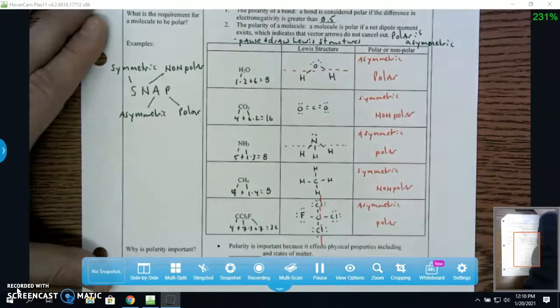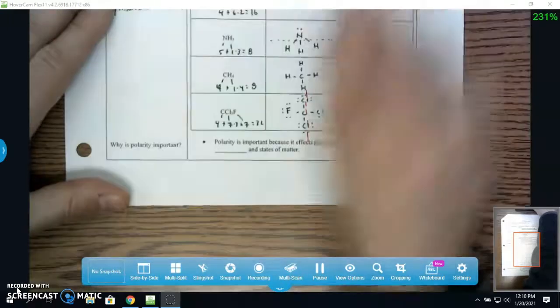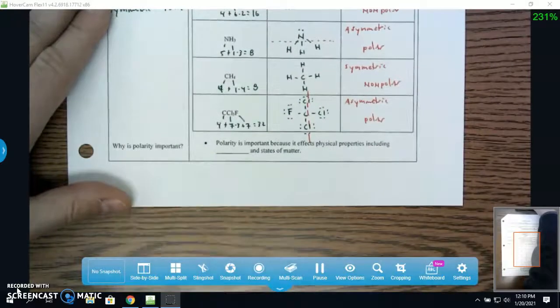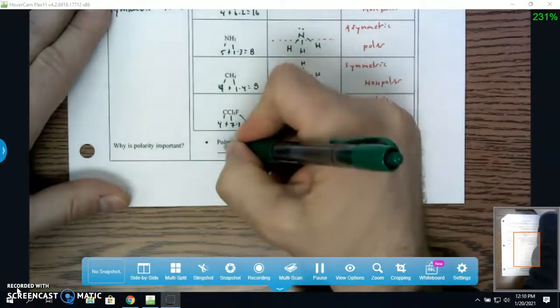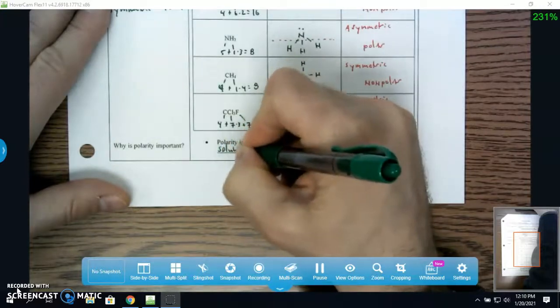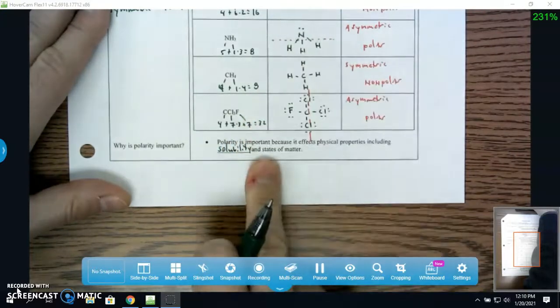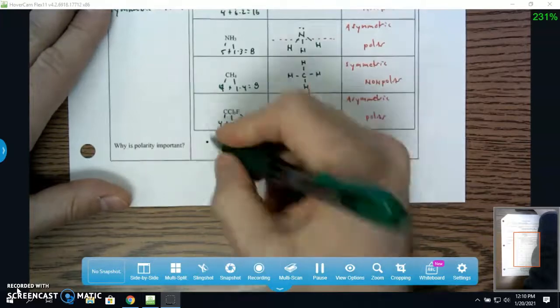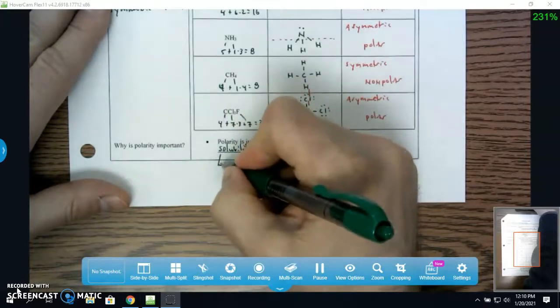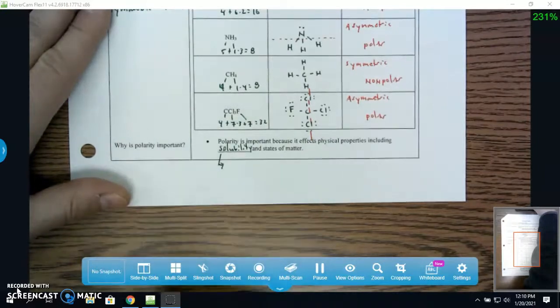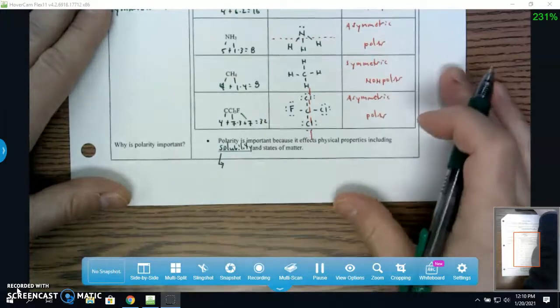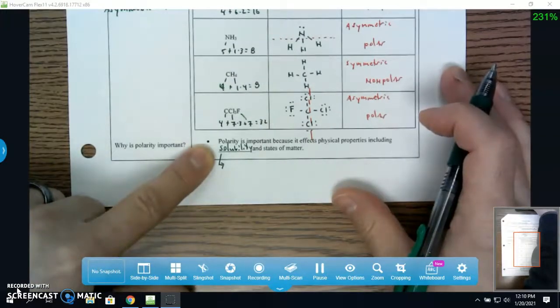Okay, let's ask the question why this even matters. Why is polarity important? Polarity is important because it affects physical properties, including solubility and states of matter. What do I mean by solubility? So one thing is soluble in another thing if it can mix with that other thing. All right? So let's think about a simple saying right here to remember how solubility works.